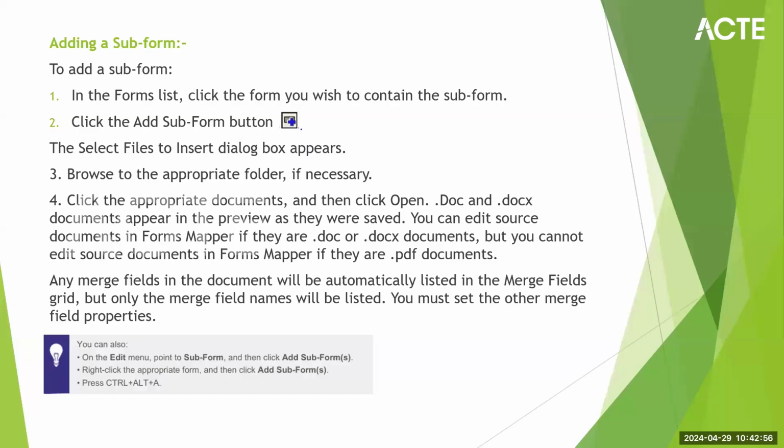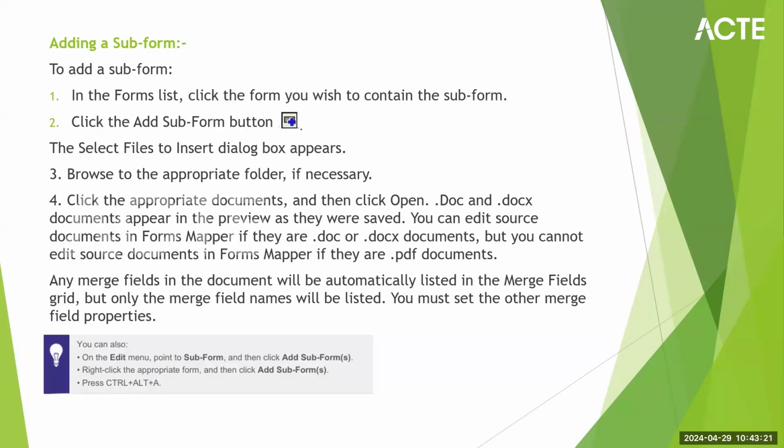So once you click on the add subform, browse to an appropriate folder if necessary. If you already have that particular form template in your local, then you can add it by browsing to it, or click on the appropriate document and click on OK. It should be either in a docx or doc format.